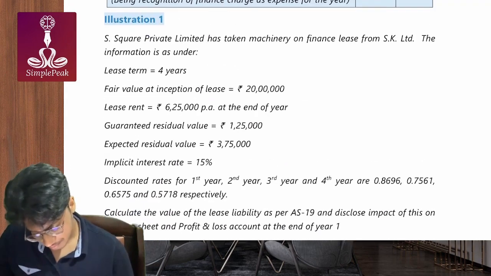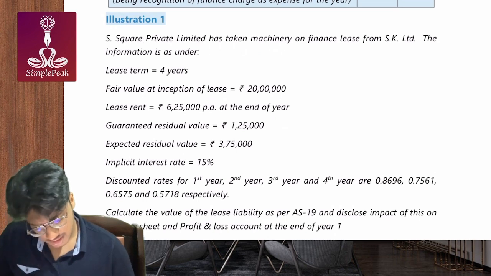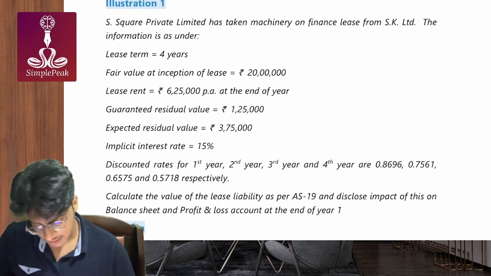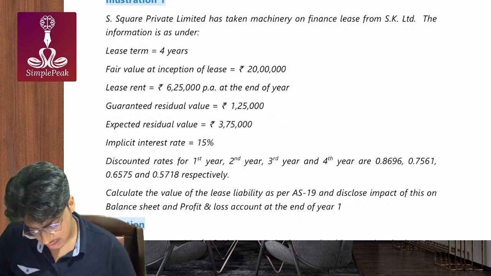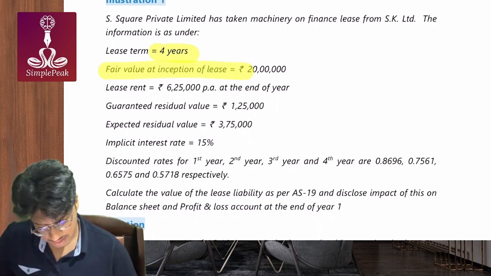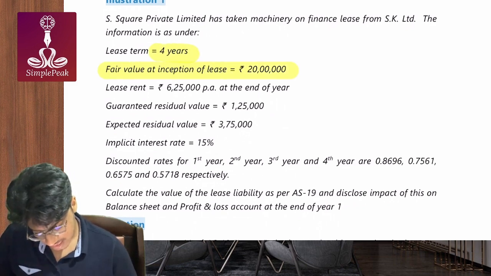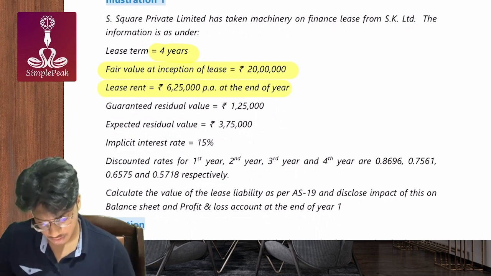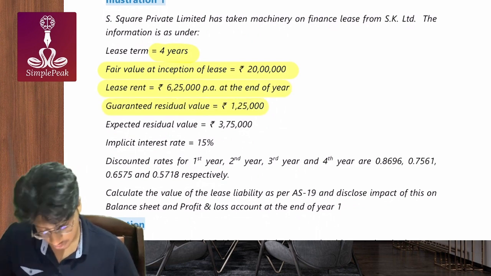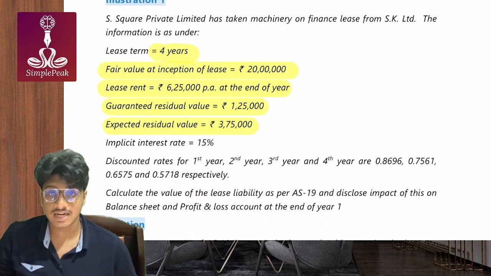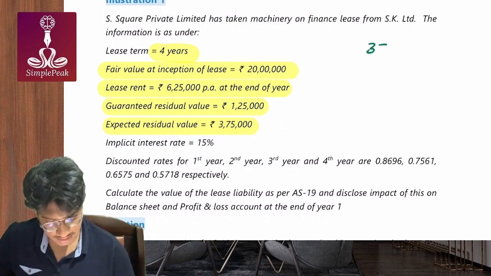Let's go ahead. Esquire Private Limited has taken the machinery on finance lease from SK Limited. The information is as under. Lease term is 4 years. Fair value at the inception of lease is 20 lakhs. Lease rent is 6,25,000 per annum at the end of the year. Guaranteed residual value is 1,25,000. Expected residual value is 3,75,000. So he expected 3,75,000.